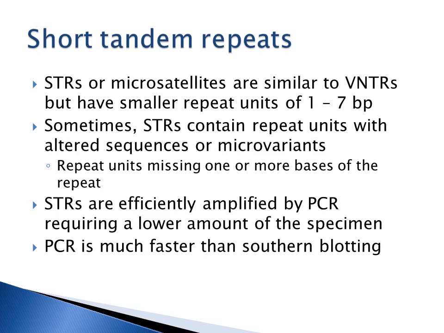Short tandem repeats are also known as microsatellites. Now, short tandem repeats are very similar to variable number tandem repeats or minisatellites. However, short tandem repeats have smaller repeat units of 1 to 7 base pairs. So sometimes short tandem repeats contain repeat units with altered sequences. These are called microvariants. So the repeat unit might be missing one or more bases of that repeat sequence.